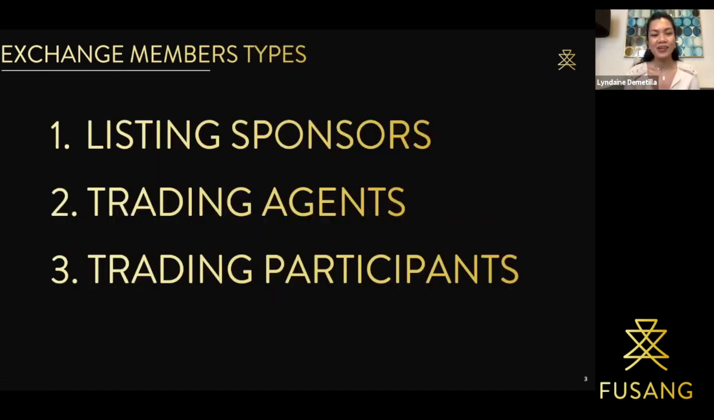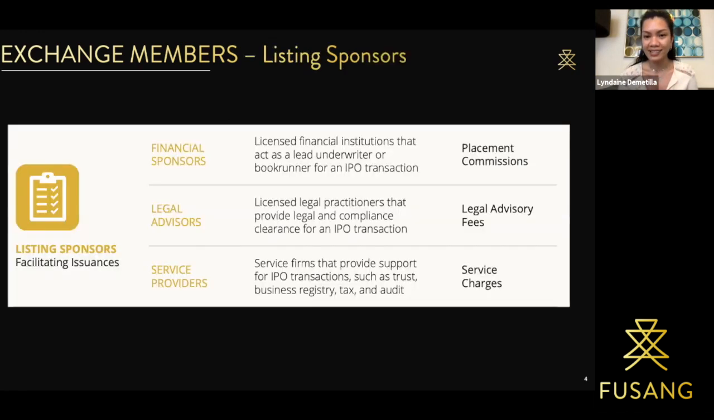Perfect. So first, listing sponsors. Listing sponsors are those who sponsor public listings on Fusang Exchange. Sponsors help guide the company through the initial public offering or IPO process and also provide credibility for new investors considering the IPO investments. So the examples, we can go on to the next slide.